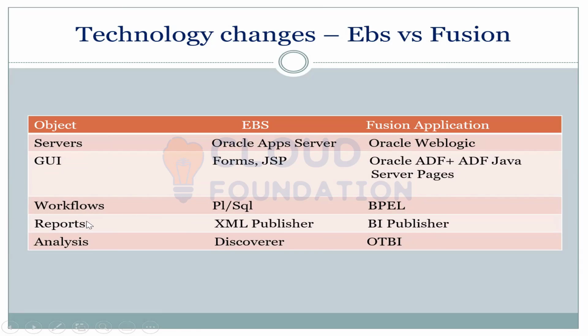In reports, what kind of reports do we generate? In analysis, we have Discoverer in EBS, and in Fusion applications, we have OTBI, Oracle Transactional Business Intelligence. So this is the way we gather information, and this is the way we generate reports and analysis. These are the different technology changes that we have in EBS versus Fusion.